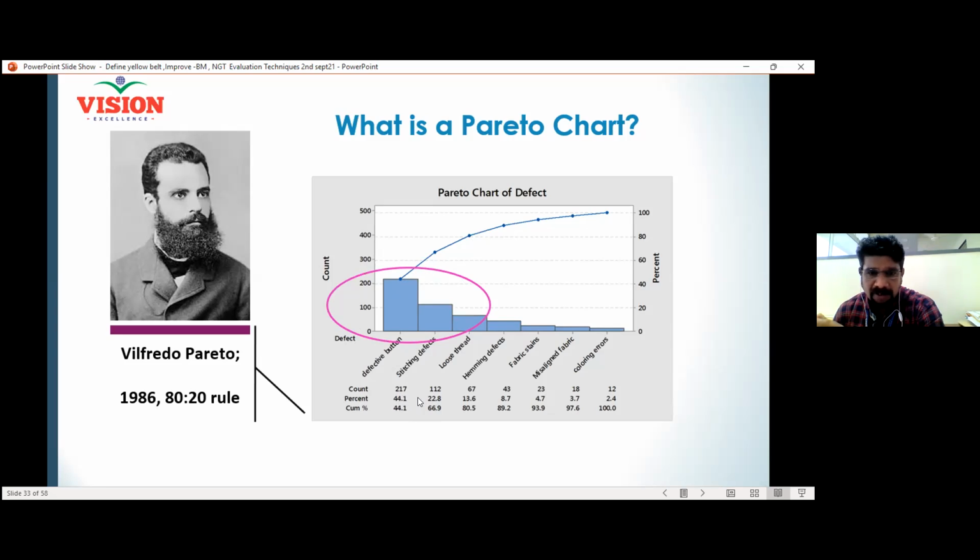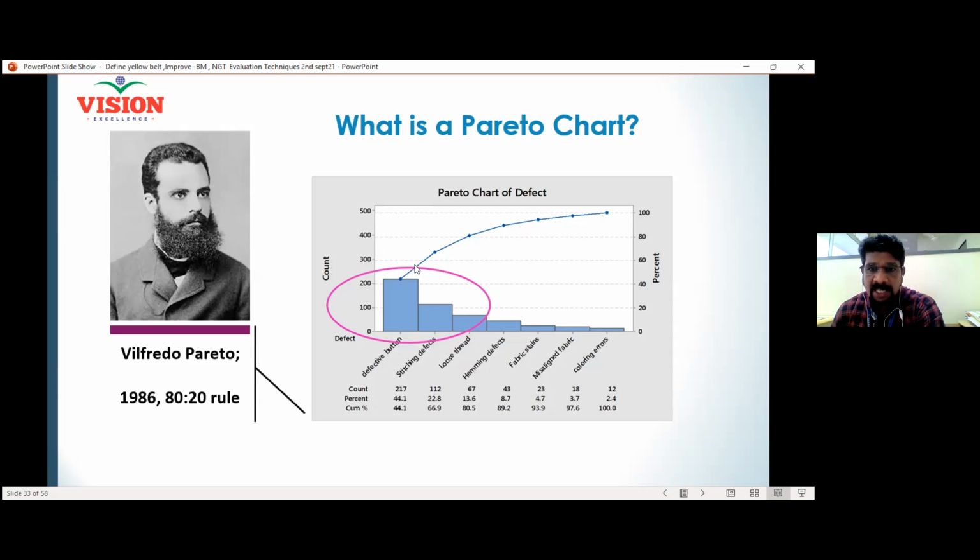Okay, so we add the 44 and 22, it comes to 66%. So this blue line gives you the cumulative, in the sense we add the previous defect with the current one and we mark it as a point. So here is 44%, the defective button. Here we add the defective button percentage with the stitching defects and we get 66%. We mark it here and we add the defective button with the loose thread and we got 80.5%. We mark it here.